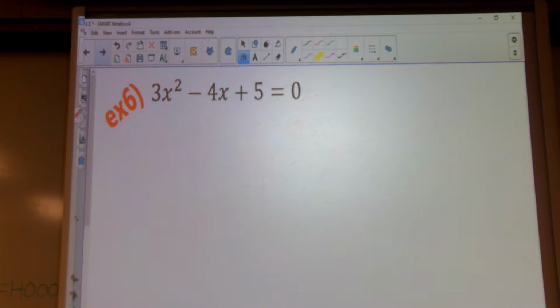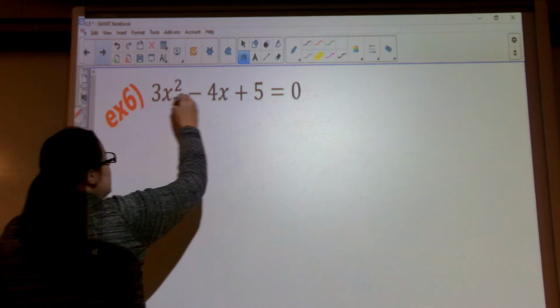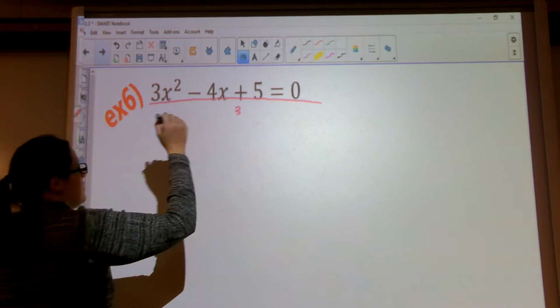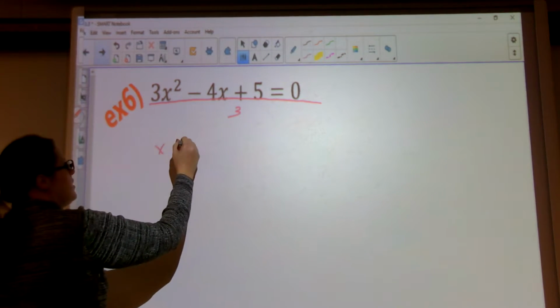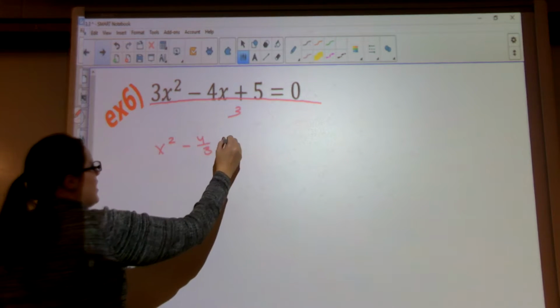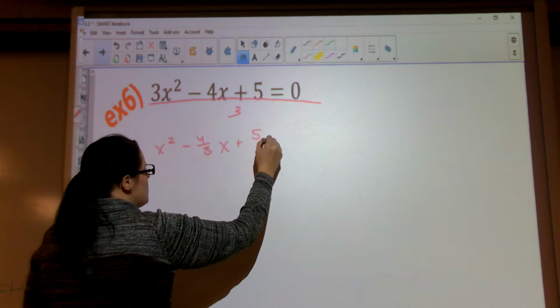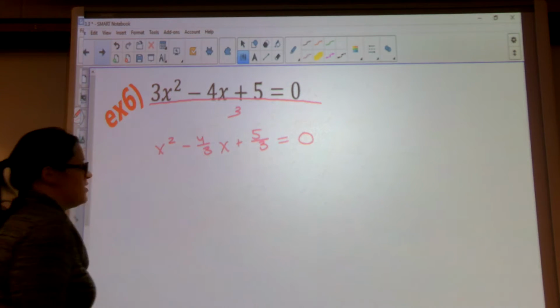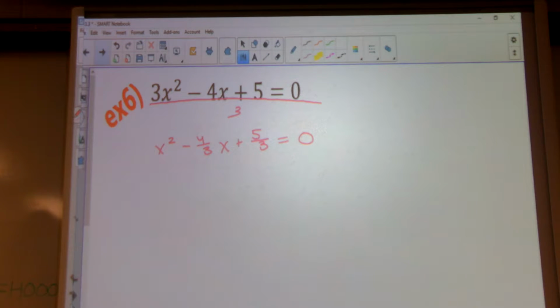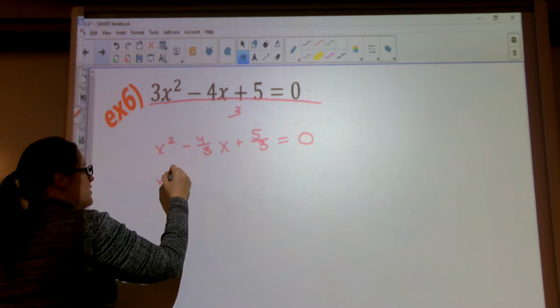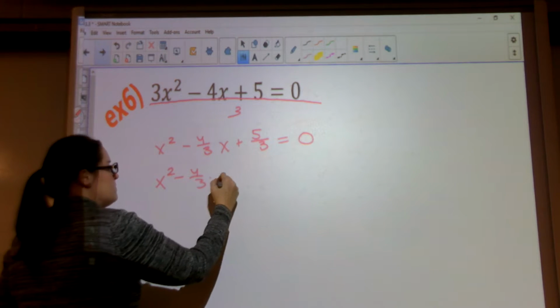Two more. Divide by 3, everything by 3, both sides. That's x squared minus 4/3 x plus 5/3. 0 divided by 3 is still 0, but make sure you divide that other side. It's a common error I see. Take over the constant.